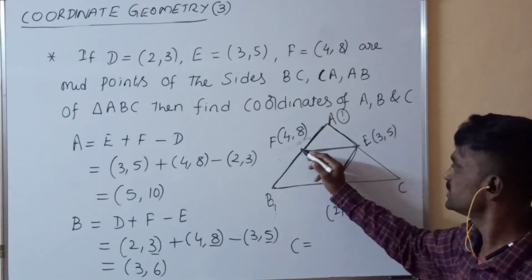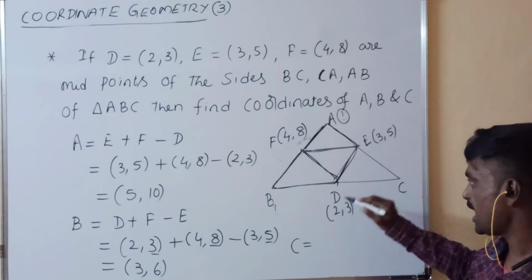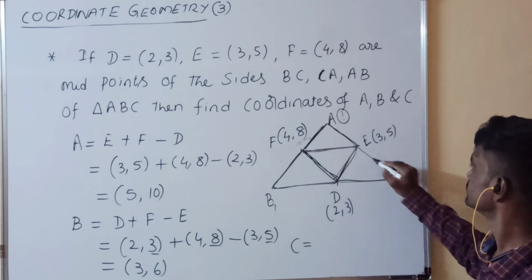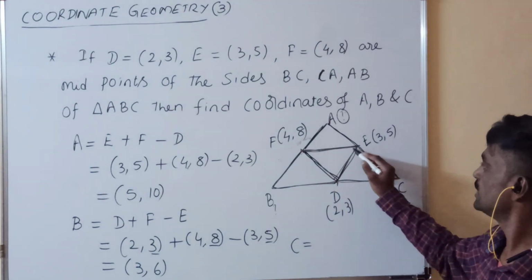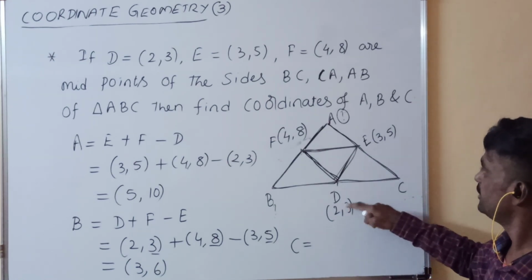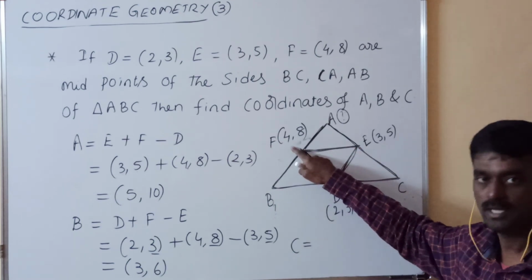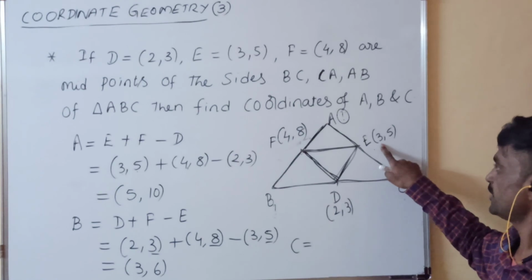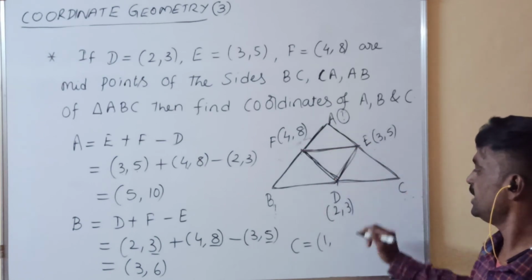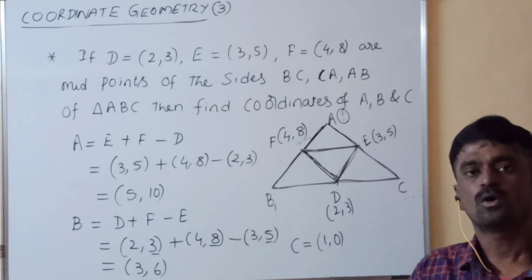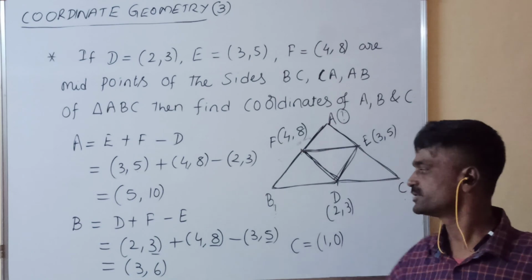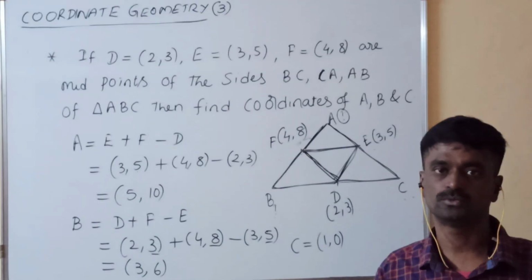Similarly C coordinates. What is the vertex opposite to C? F. So that means we have to add D and E, because C, E, F, D is also a parallelogram. C is the unknown vertex. To get C coordinates, we have to add D and E and subtract F from that result. Okay. So 2 plus 3, 5. 5 minus 4, 1. 3 plus 5, 8. 8 minus 8, 0. So thus the coordinates of vertices of the triangle ABC are A is 5, 10, B is 3, 6 and C is 1, 0. So that's it. Over.